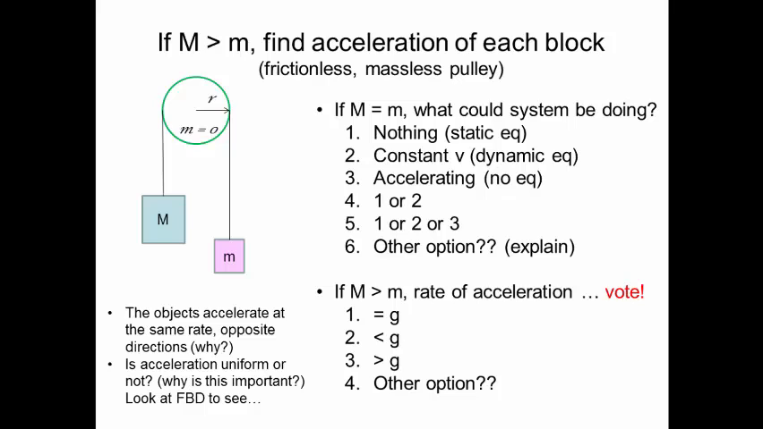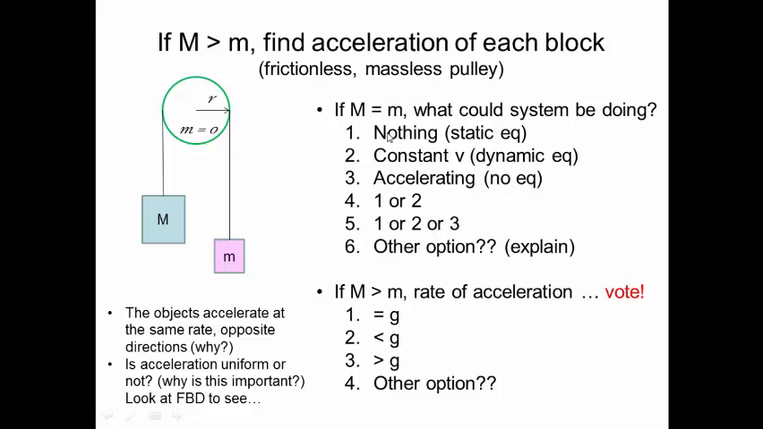Alright, here's another opportunity for you to vote. I've got a massless, frictionless pulley in green. I've got a rope hanging over it, and the rope is massless as well. And I've got two masses tied to either end of this rope. The question is, what will happen to this little system if, in the first case, the two masses equal each other? If mass 1 equals mass 2, for example, let's say I have a kilogram for capital M and a kilogram for little m. What could the system be doing?